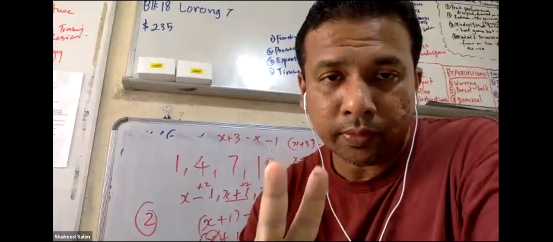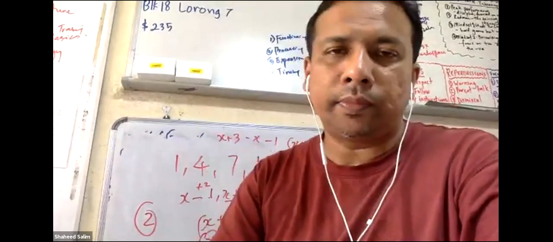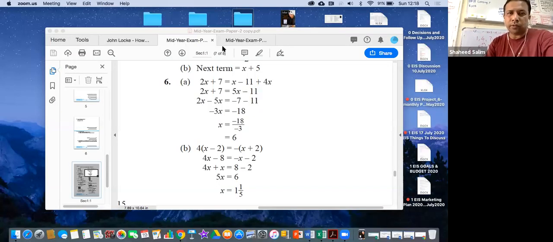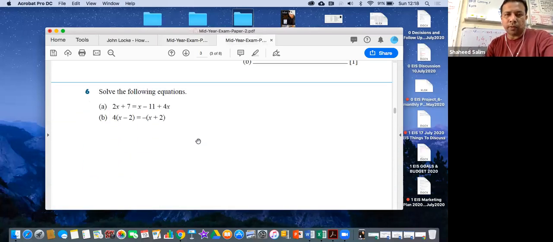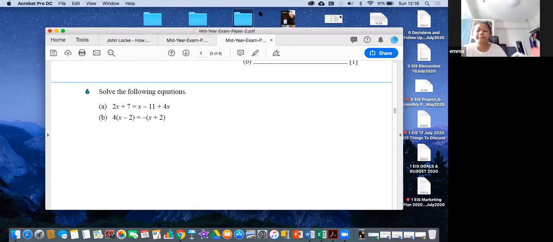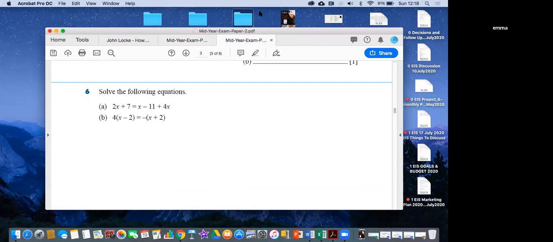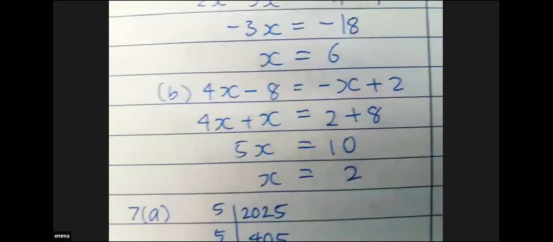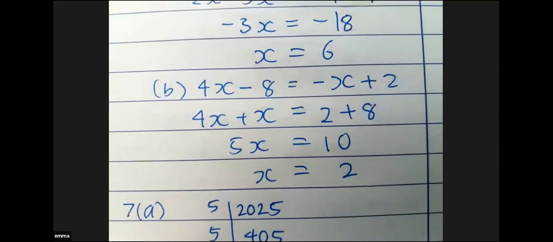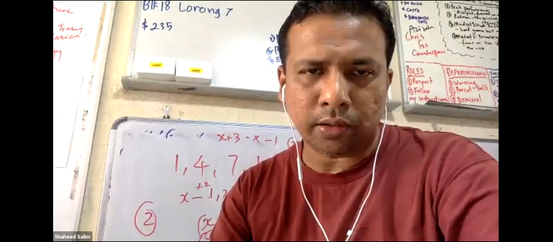2, is it? Okay, let us see. First one, you got 6, correct? Second one, you got 2. Can I see your working for the second one? Hold on, just give me a moment.